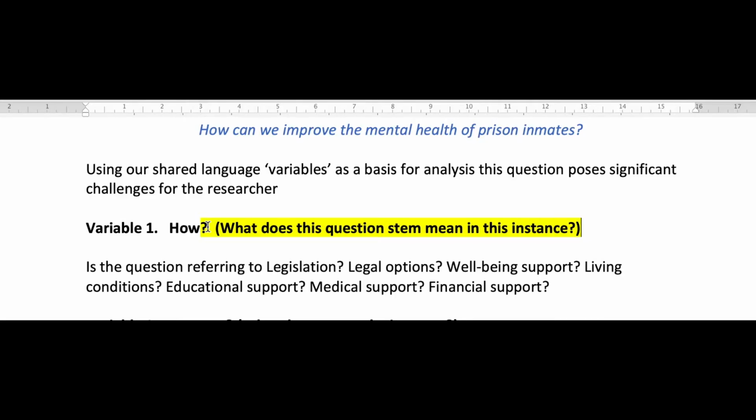So I ask some questions. What is the question referring to? Or the how? How through legislation? How through legal options? How through well-being support? You can see where we're leading. The more I can make that specific, the question stem, the more my research is directed and focused.